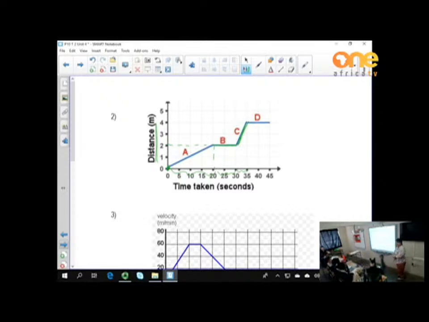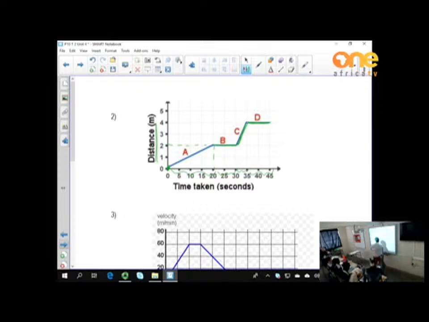Because there's a direct proportionality between distance and time. Okay? And lastly, the D section. Well, he's standing still again. Okay, after he has traveled a distance of 4 meters, he stops. And he stands still for the last 10 seconds. Are you still with me? Yeah, you're talking about distance time.